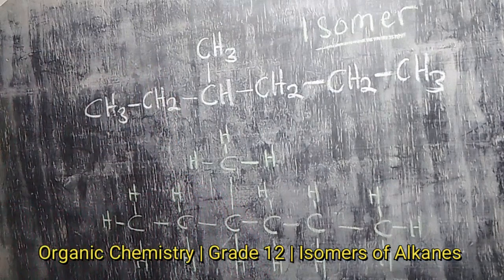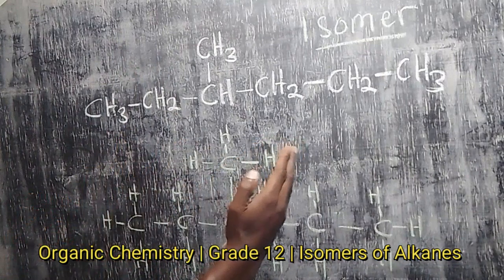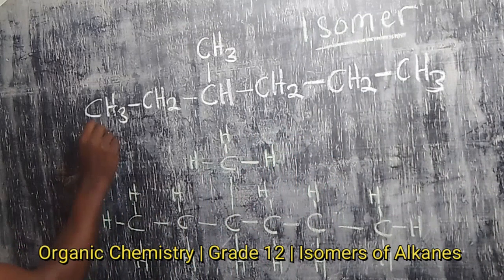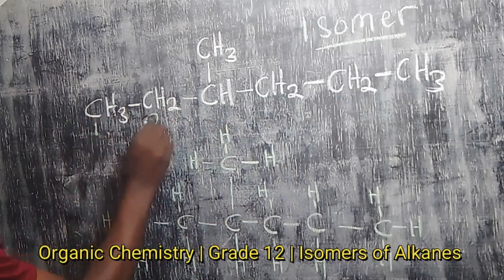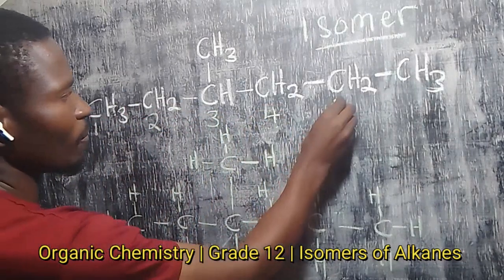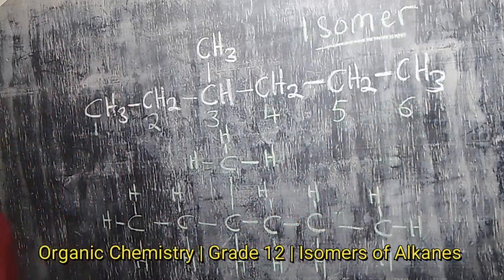The first procedure, the first criterion to follow when you're coming up with the name of this isomer, is to count the number of carbons in terms of position. So this is carbon number 1, this is carbon number 2, this is carbon number 3, this is carbon number 4, this is carbon number 5, this is carbon number 6.